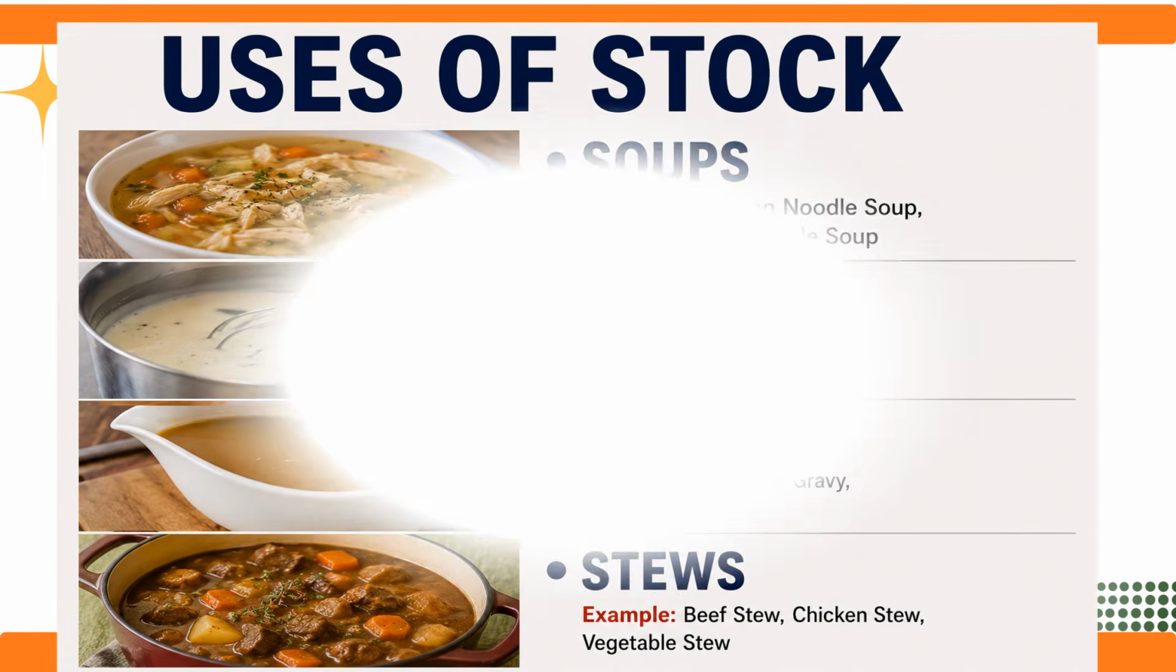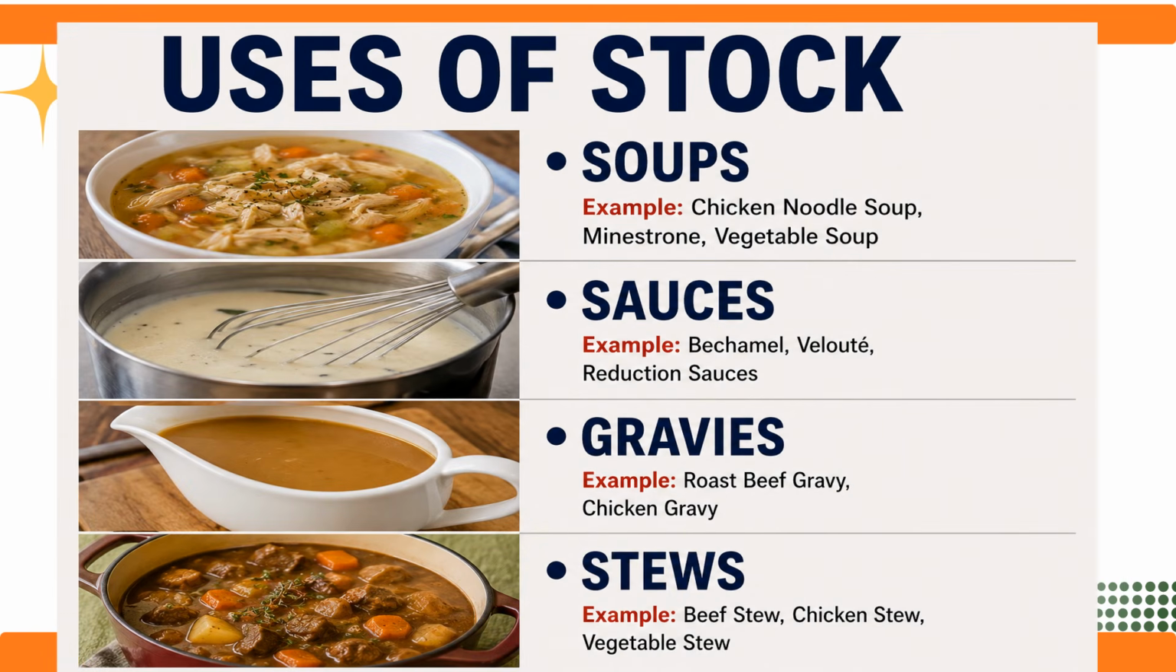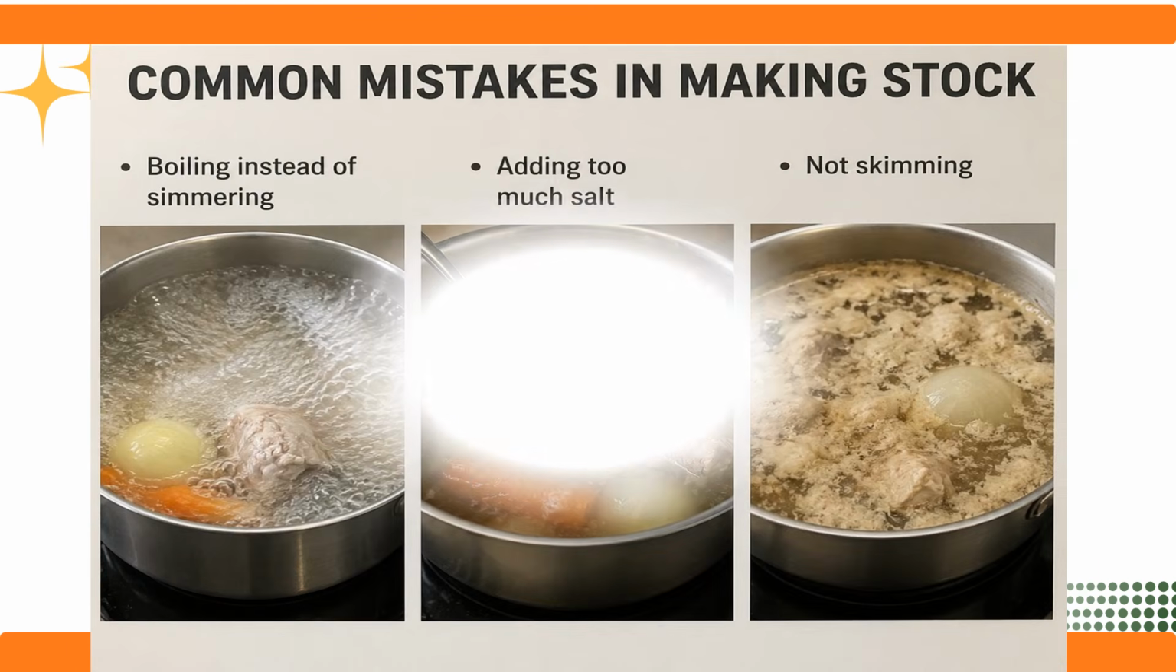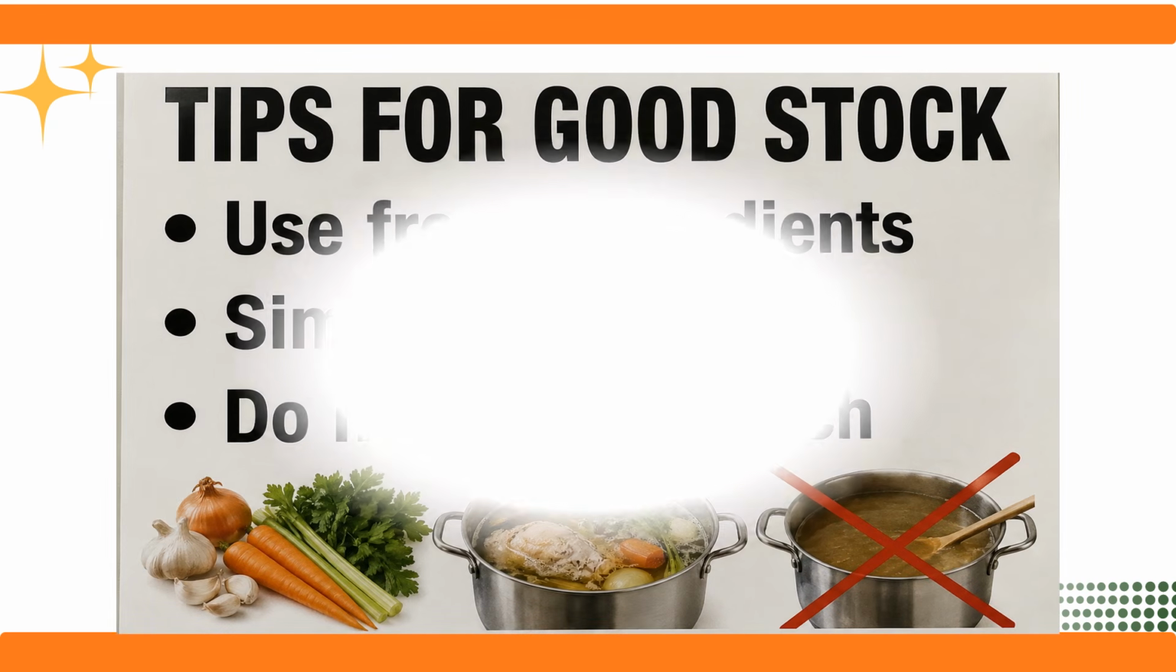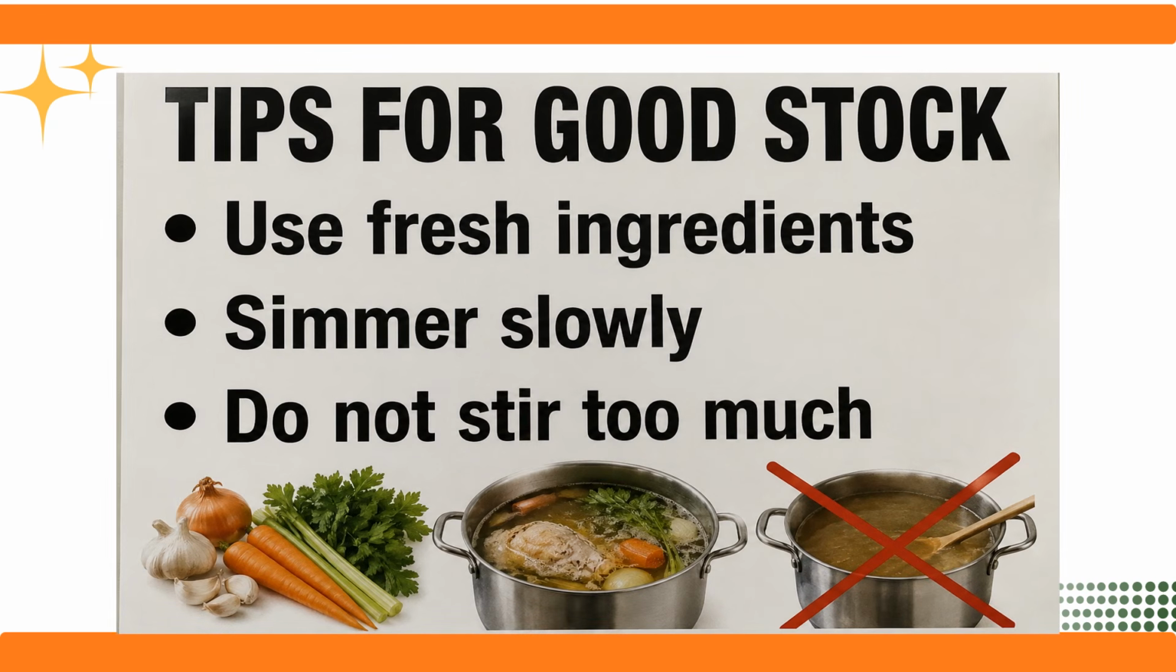The following are the uses of stock: for making soups, sauces, gravies and stews. Common mistakes in making stock: boiling instead of simmering, adding too much salt, not skimming. Tips for good stock: use fresh ingredients, simmer slowly, do not stir too much.